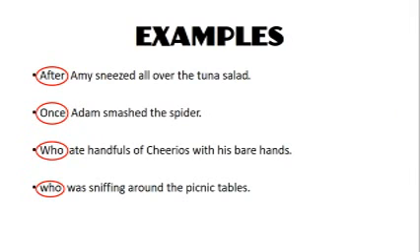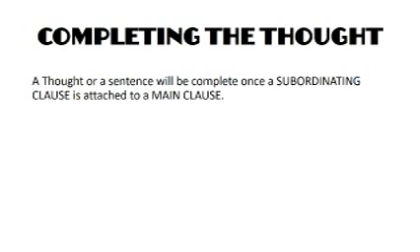Number 1. After Amy sneezed all over the tuna salad. After is a subordinating conjunction. Number 2. Once Adam smashed the spider. Also, once is a subordinating conjunction. Number 3. Who ate handfuls of Cheerios with his bare hands? Who, being a relative pronoun, left us wondering who really ate the Cheerios, because it leaves the reader wondering what happened next. Now, let's try completing the thought.